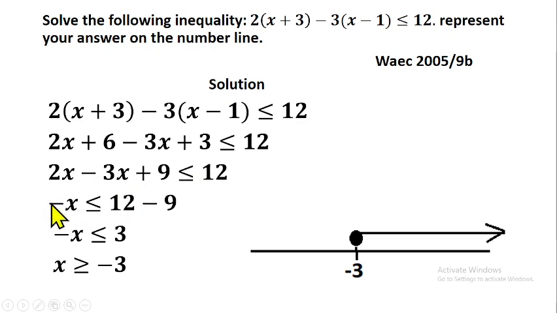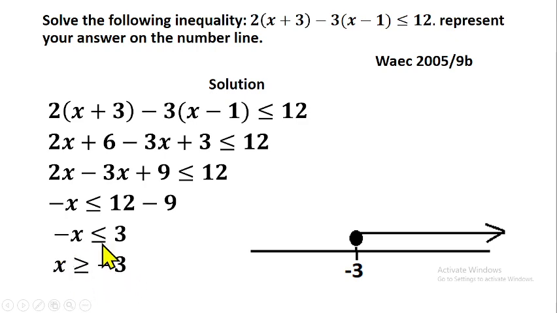2s minus 3s will give us a minus s. Then this now comes here. You have less than or equals to 12 minus 9. So minus s is less than or equals to 12 minus 9, which is 3. Then from there, we can divide both sides by -1. So that means the inequality will change as well. So you have s is greater than or equals to -3.